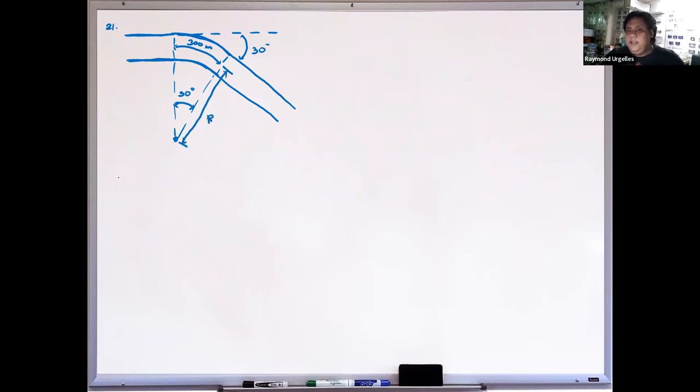So therefore, we will just use S equals R theta, the arc length formula. So our radius is the arc length, that's 300 meters, divided by the angle theta. But remember, theta should be in radians, so we convert it: pi divided by 180 degrees. When you solve this, you should get 573 meters. So our answer here is letter C.